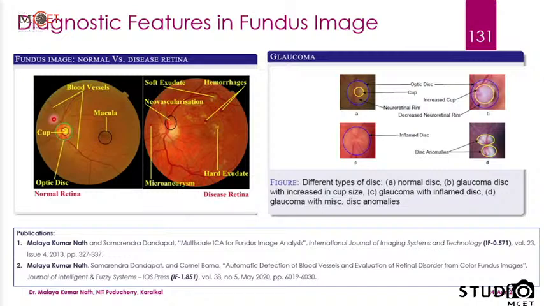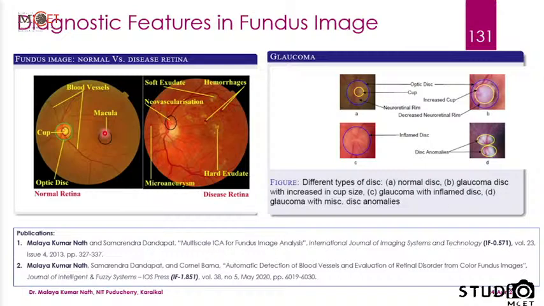If we look near this optic disc, there is a hazy dark region. This is called the macula. The center of the macula is known as the fovea. The macula consists of a higher concentration of cones and rods. The cones and rods are responsible for your visualization. Cones are responsible for bright vision and rods are responsible for dark vision.